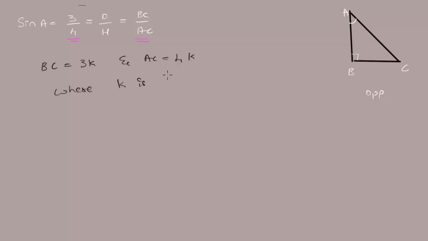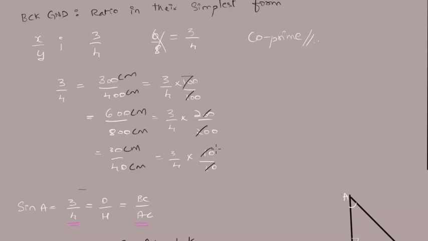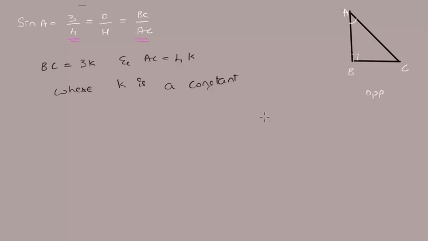k is a constant. What constant? There is constant 100 by 100, 200 by 200, 10 by 10, 5 by 5, 4 by 4. It can be anything in the world. It has an infinite number of possibilities which we don't know. So basically what we do is we take it as k, making the diagram this. BC is equal to 3k, hypotenuse is 4k.